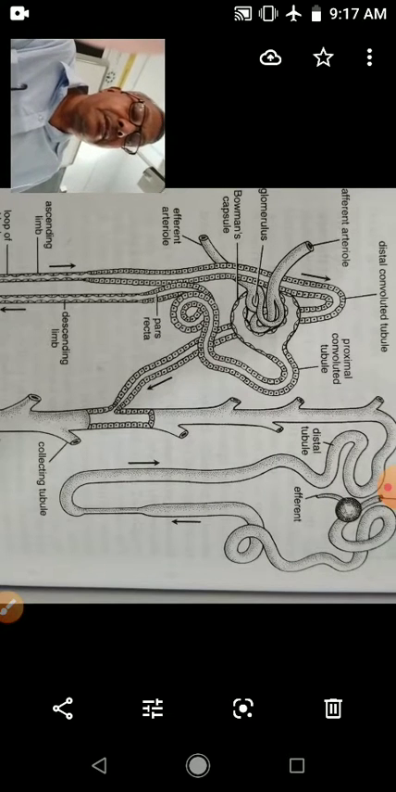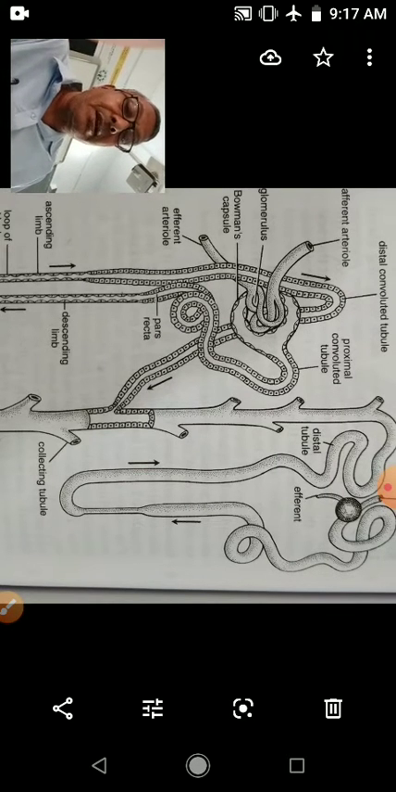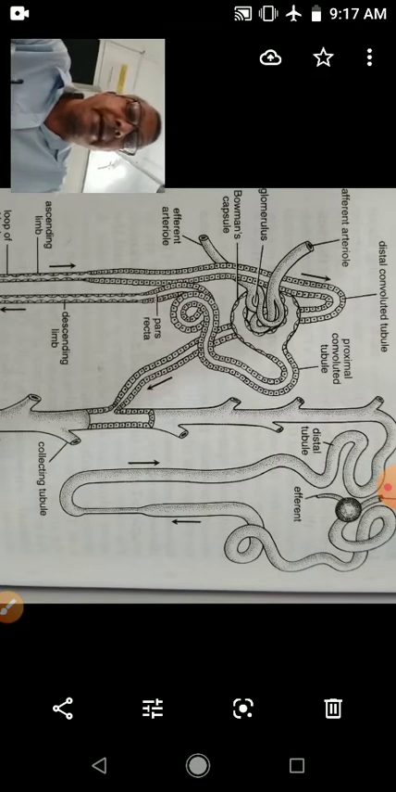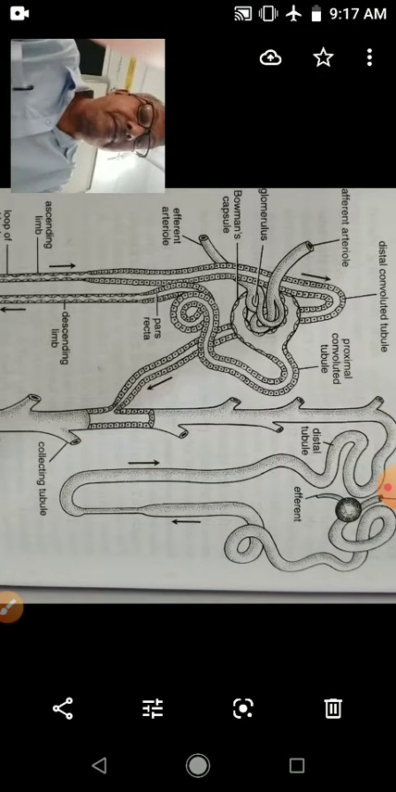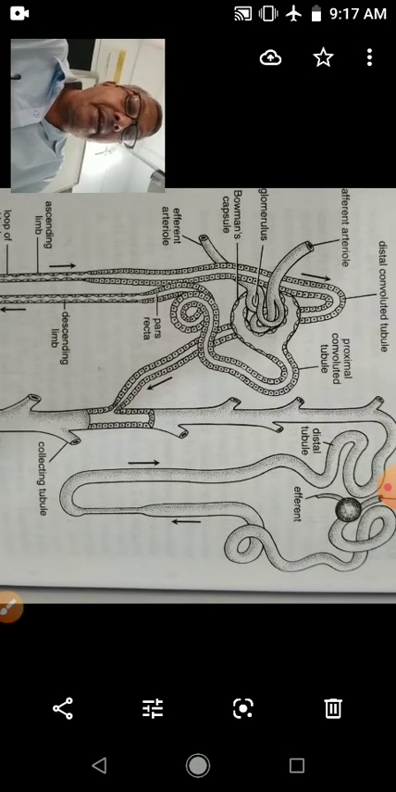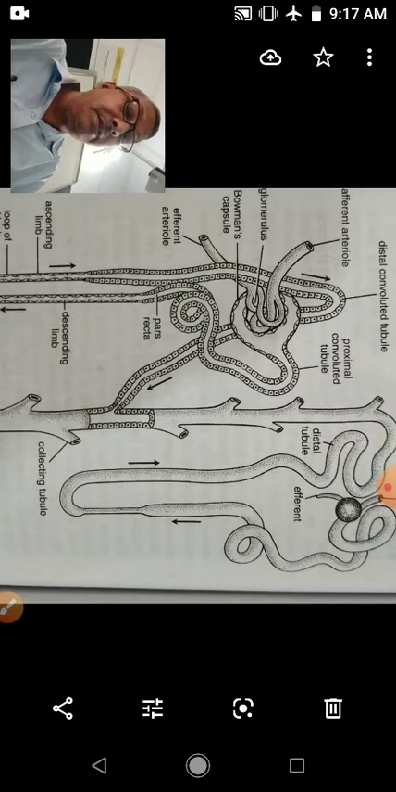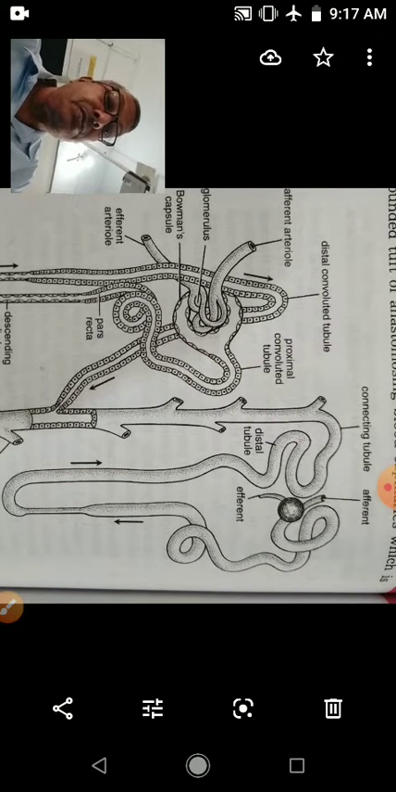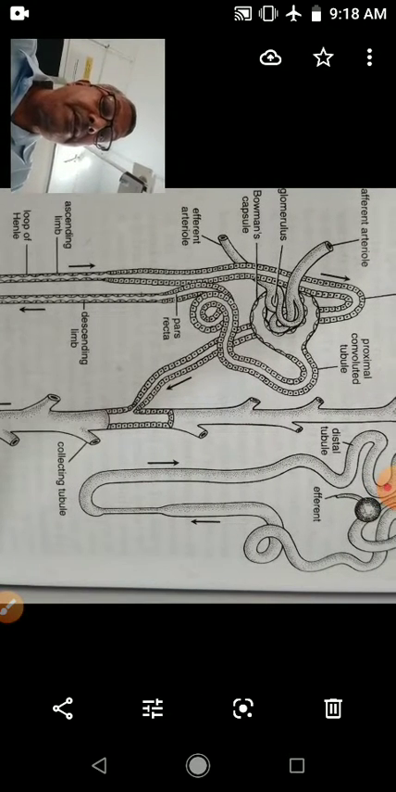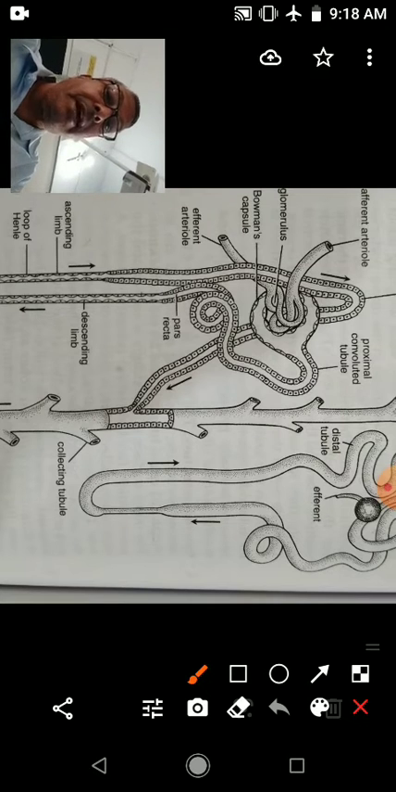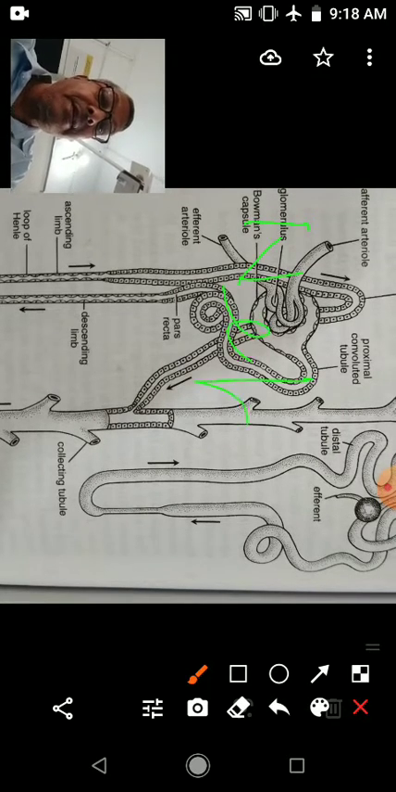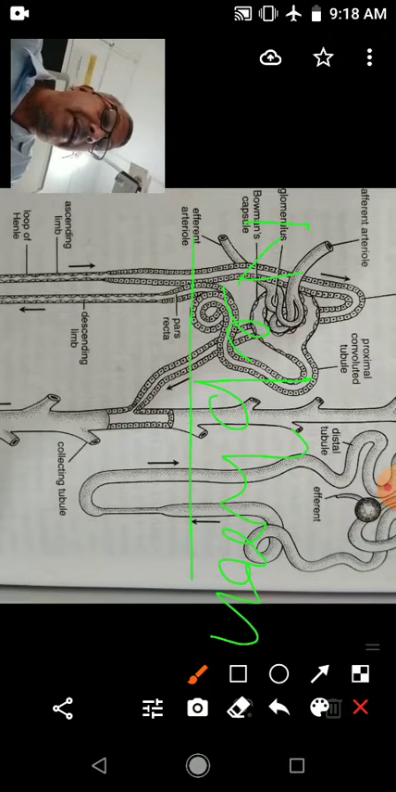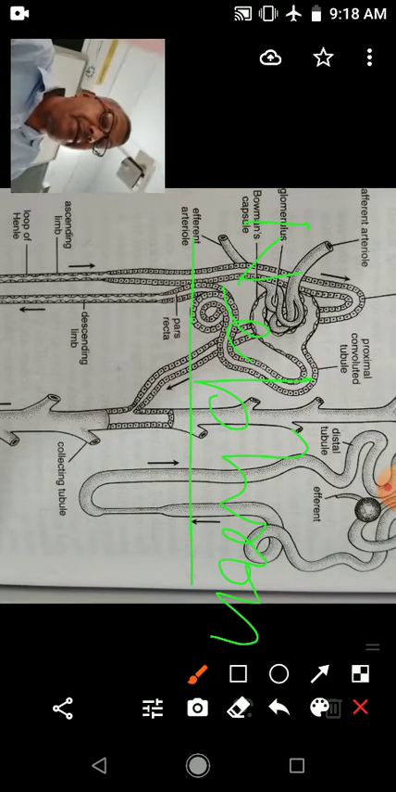In bio class you studied about the internal structure of the kidney. Inside the kidney, the structural and functional unit of kidney is present. The structural and functional unit of kidney is called nephron. So children, nephron is the structural and functional unit of kidney.